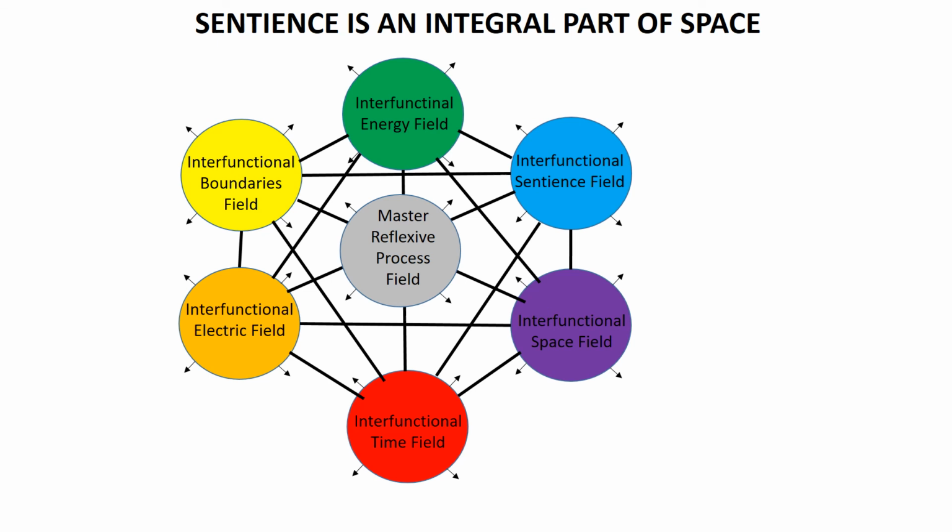Now there are many interfunctions and many connections between them. But for our purposes, we are going to concentrate on just 2 fields and the connection between them. We are going to look at the connection on the right hand side between the sentience field and the space field. This connection is illustrating that space cannot exist without sentience, and conversely, sentience is an integral part of space.